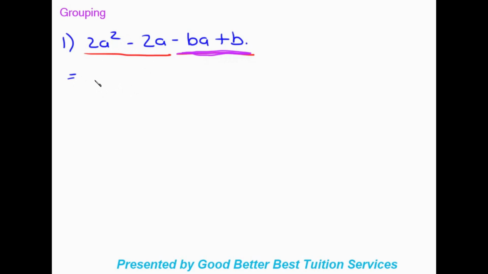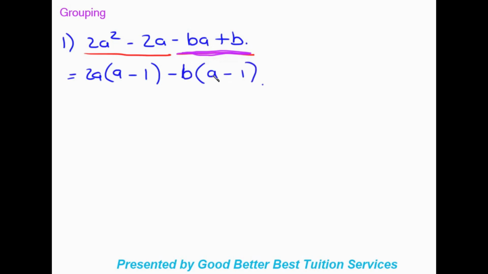So what I'm going to take out here, in this case, is going to be 2a, right? That's the highest common factor I can take out over there. And I'll be left with a minus 1. Now let's see on the right hand side, I'm going to take out the common factor here as well. So I'm going to take out minus b, and if I divide that in, it's going to be a minus 1.